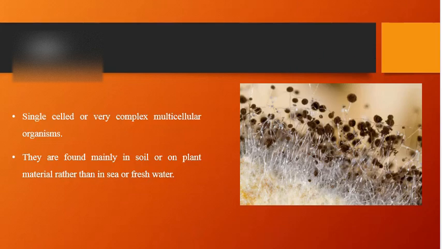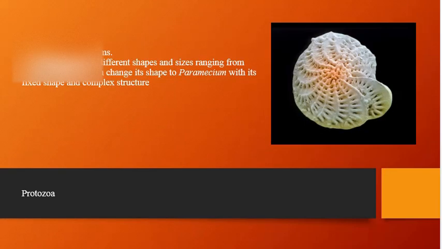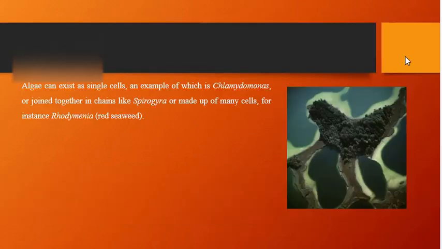Now we will move toward the protozoa. Protozoa are single-celled organisms. They come in many different shapes and sizes, ranging from amoeba, which can change its shape, to paramecium, with its fixed shape and complex structures. They live in a wide variety of moist habitats, including freshwater and marine environments. Next is algae, which can exist as a single cell, for example Chlamydomonas, or join together in chains, like spirogyra, made up of many cells. Red seaweed is another example.